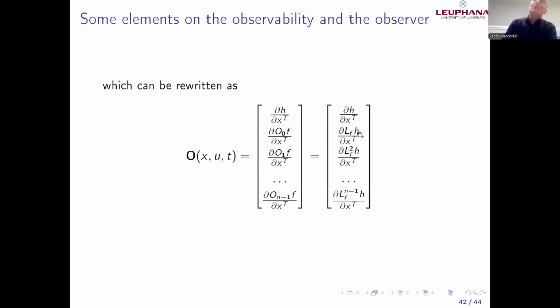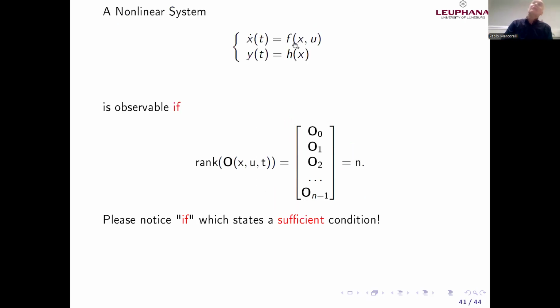Because we are using here this L, which is the Lie derivative. I will show you what I intend with the Lie derivative. But look, the first row, this is in a row because X is in a vector, is the partial derivative of H, which is the output of the system.